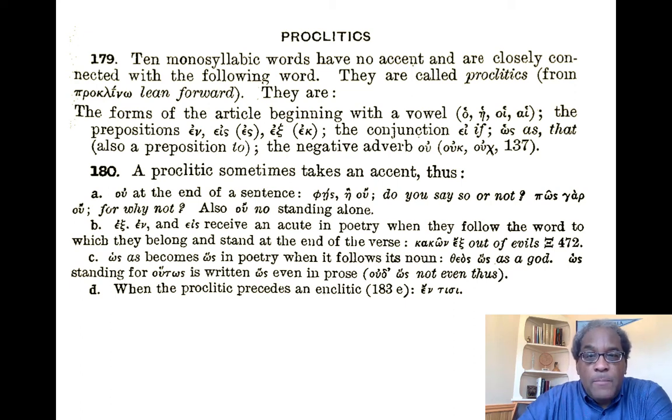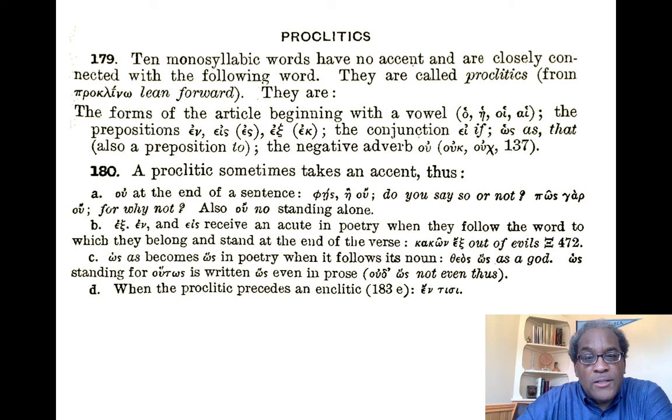Now, the fine point is that a proclitic will take an accent in certain cases. Thus, case A, ou at the end of a sentence. So, phēis ē ou, do you say so or not? Or, very common in Plato, dia ti ou, for why not? Or simply ou, standing alone, no. And then ex, en, and eis receive an acute in poetry when they follow the word to which they belong and stand at the end of the verse. So, kakōn ex, out of evils.